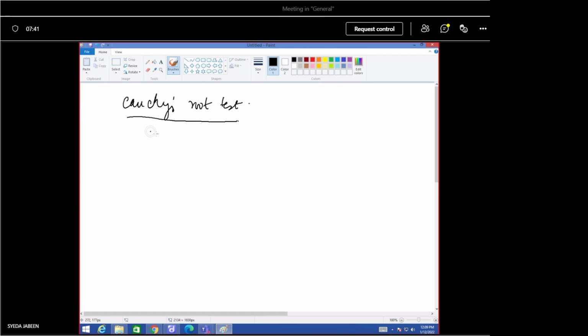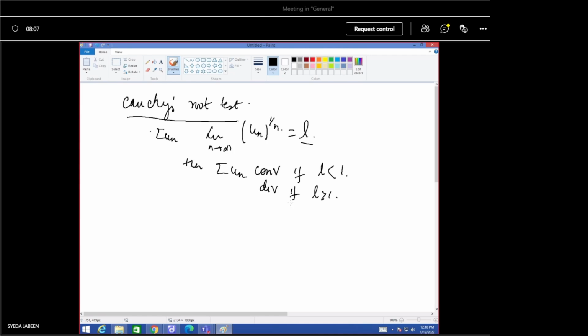If Σun is a positive term series, and the limit as n tends to infinity of un whole to the power 1 by n is equal to L, a limiting value, then the summation of un converges if L is less than 1, and diverges if L is greater than 1. The test fails when L is equal to 1.